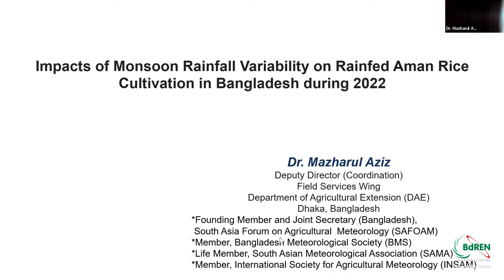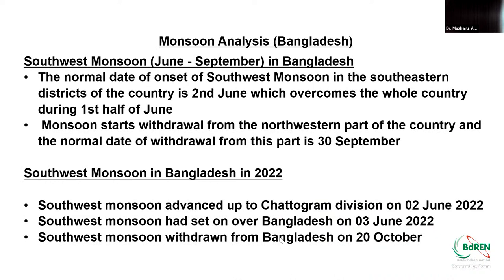While analyzing the monsoon, I got this information from the Bangladesh Meteorological Department. The normal date of onset of the southwest monsoon in the southeastern districts is 2nd June, and it covers the whole country by the end of June. Accordingly, the southwest monsoon in Bangladesh in 2022 advanced up to Chattogram Division on 2nd June, according to observation. The monsoon starts withdrawal from the northwestern part of the country, and the normal date of withdrawal from this part is 30th September, while in 2022 the southwest monsoon withdrew from Bangladesh on 20th October.